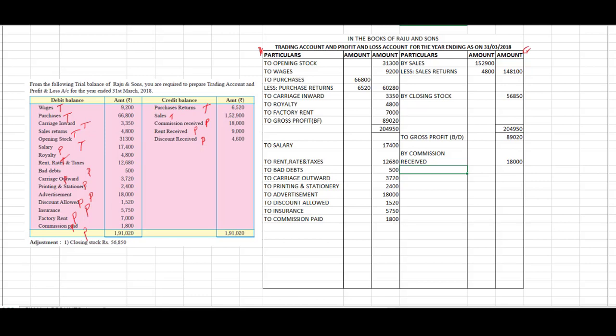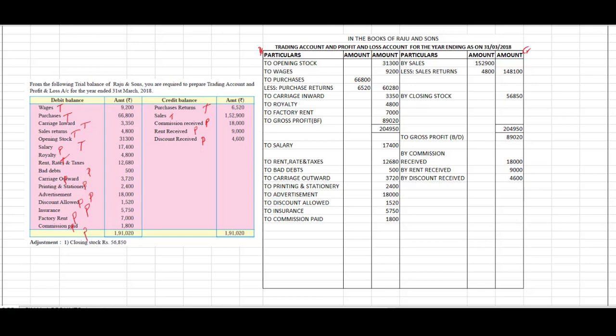And next thing is rent received, we have rupees 9,000. And discount received is amounted to rupees 4,600. With this we have completed all the items on the credit side of the profit and loss account. So we have entered all the items of the credit side of the profit and loss account.